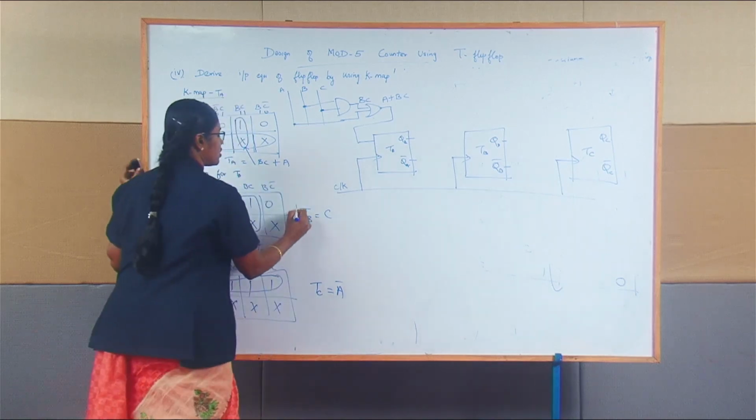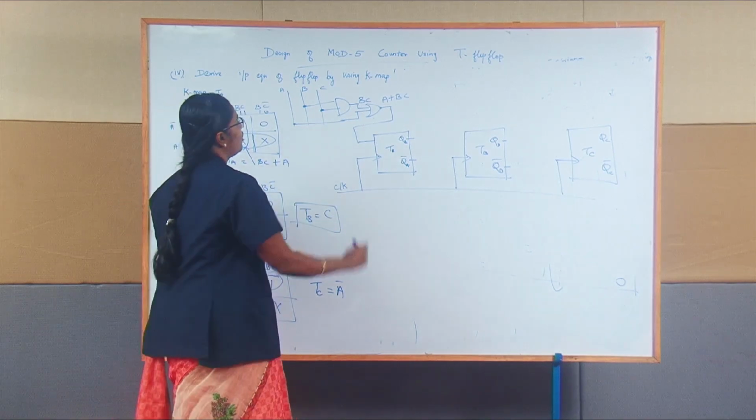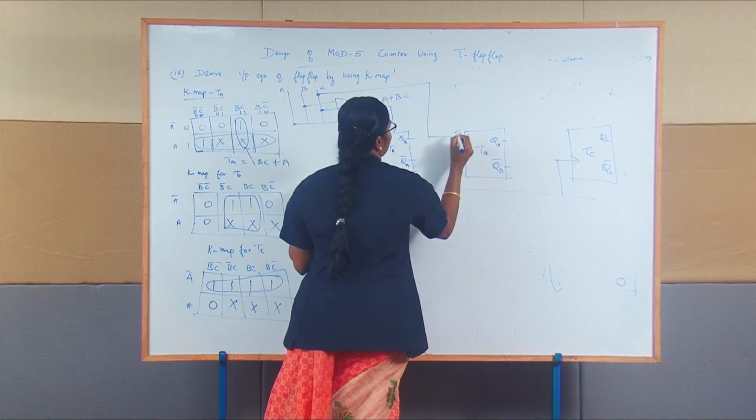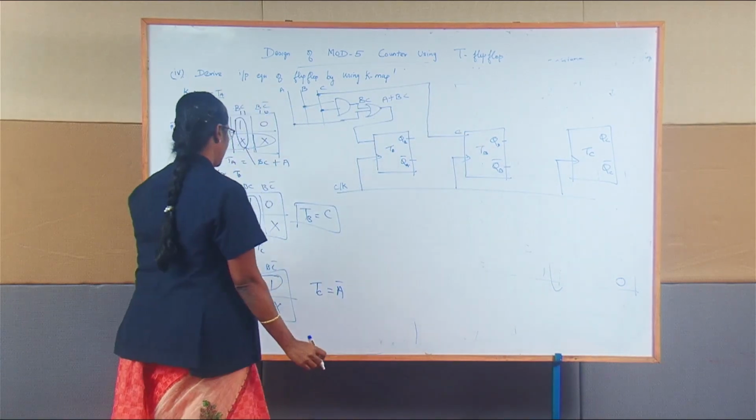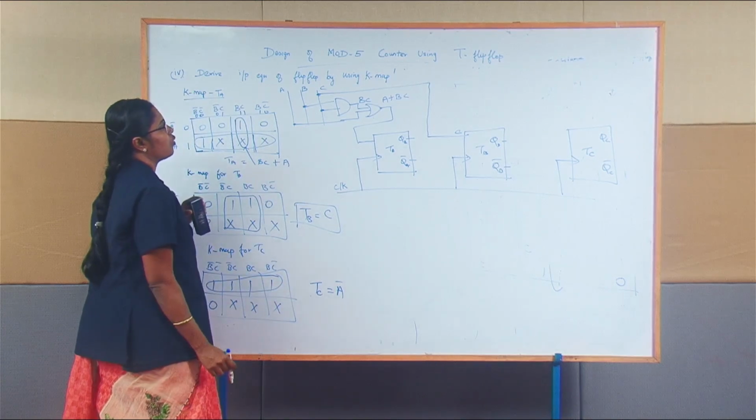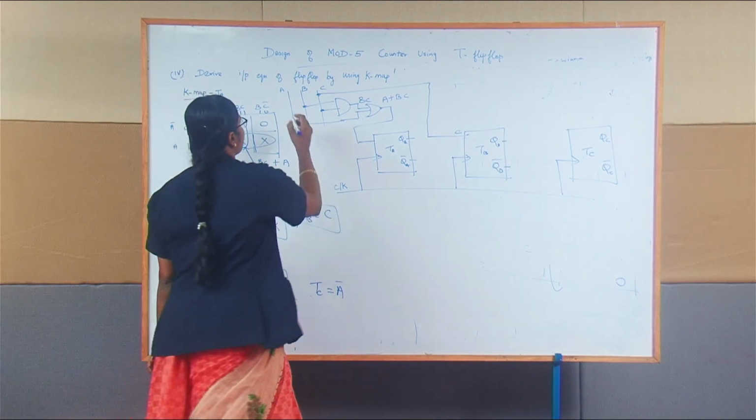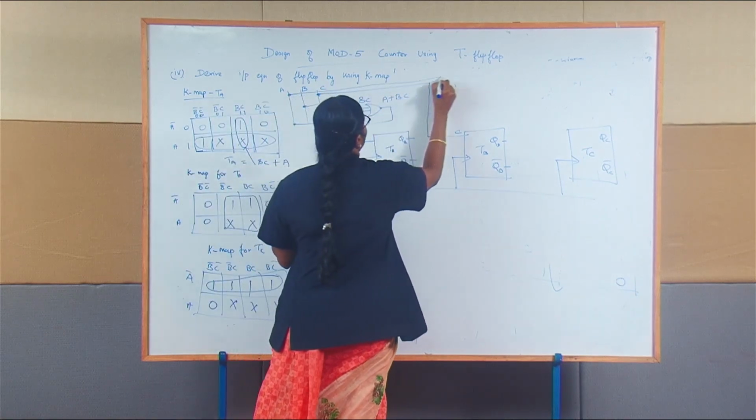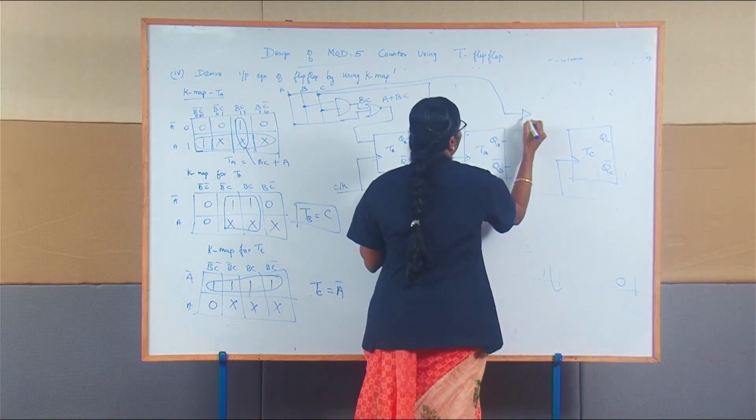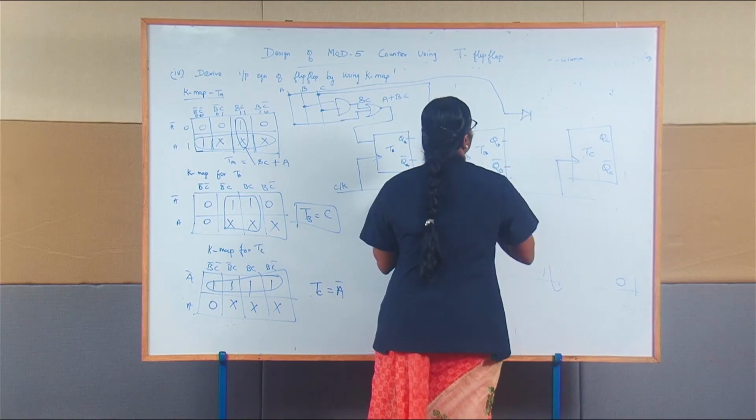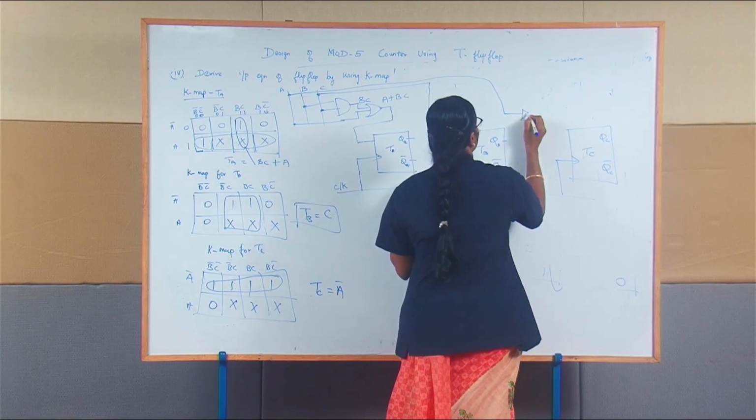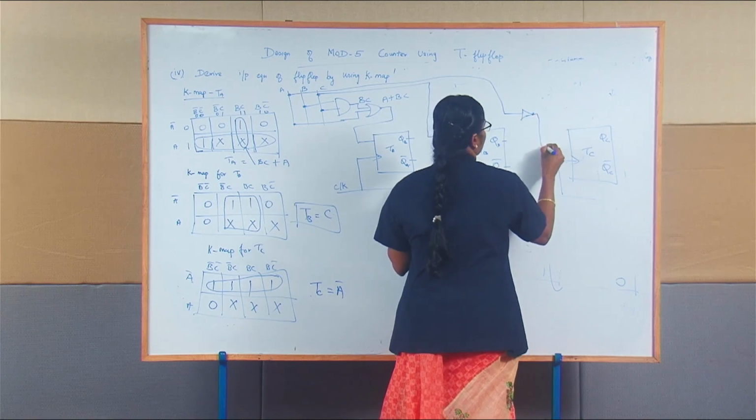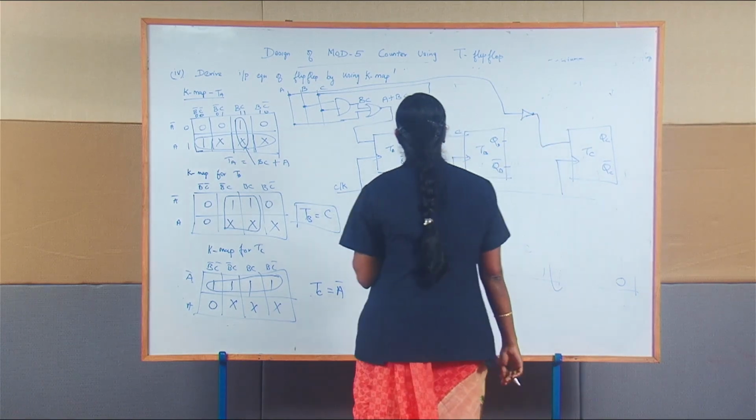And for TB, what is the equation we got? C. So directly from here I am going to take the C value. Then for TC, we require A bar. So from A, here I am going to use one NOT gate, which will be given here.